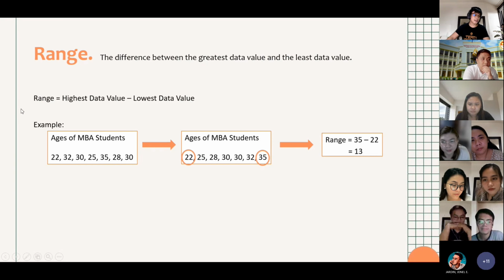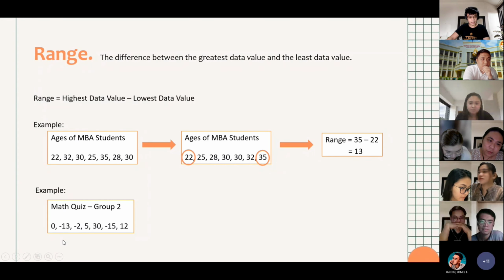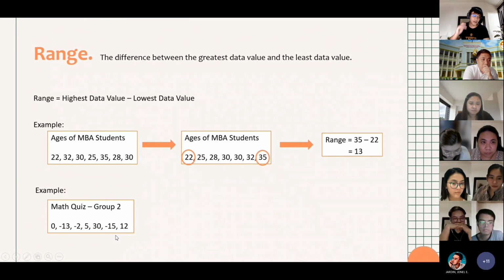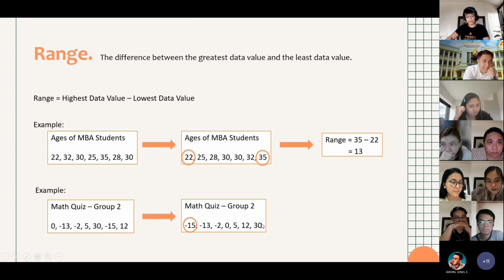So let's have another example naman. In this example, we have the datas of 0, negative 13, negative 2, 5, 30, negative 15, and 12. Di ba guys, kapag meron tayong negative, the higher the number, the lower its value. Am I right? Okay. So in our example, ang lowest value natin is negative 15. Next is negative 13, negative 2, 0, 5, 12, and 30. So our lowest is negative 15, and our highest is 30.